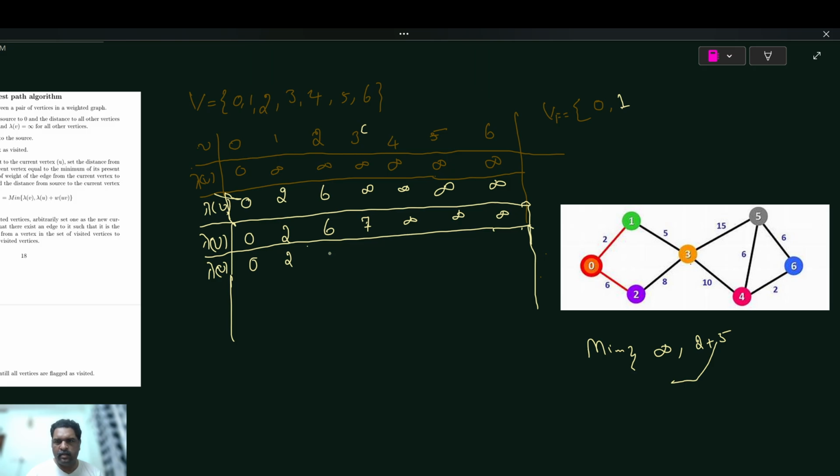And for the vertex 2, which is adjacent to the vertex 3, the value of lambda of 2 is recalculated as the minimum of lambda of 3, that is 7, plus the weight of 3, 2, that is 8, and the current value of lambda of 2, that is 6. Obviously 6 is the minimum value, so we are not going to change that. The value of lambda remains as 6. Then for the vertex 3, again it is not going to change at this state.